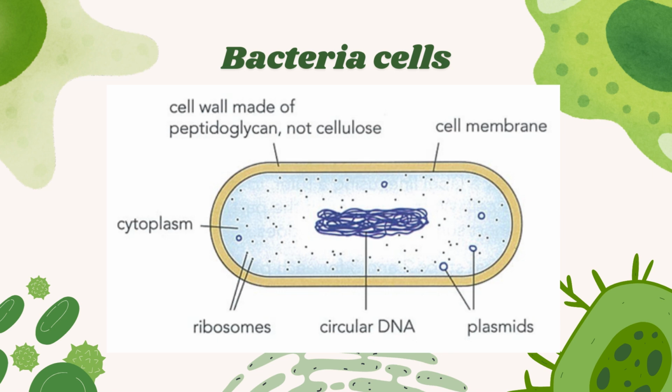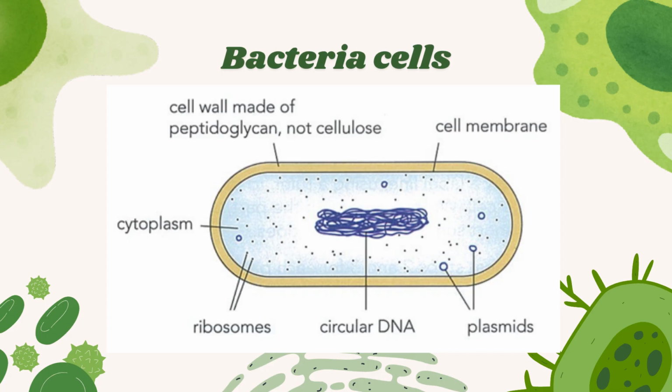But in animal cells or plant cells, we can't see plasmids. Plasmids are small parts of the genetic material, which help bacteria to enhance their genetic improvements.